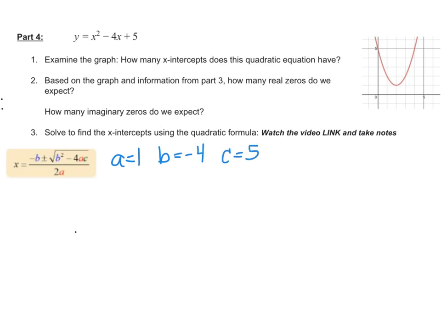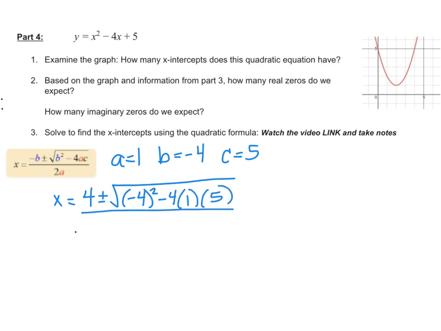So let's go ahead and plug this into our equation. We know that x equals the opposite of b, so the opposite of -4 is +4. Plus or minus the square root, we need b squared, so (-4) squared, and I'm going to put that in parentheses just to remind me that if I'm squaring a negative in the calculator, we need to use parentheses as well. It just helps us be careful. B squared minus 4, a is 1 and c is 5, and all of that goes over 2 times a, or 2 times 1. So let's continue to simplify and see what we get.